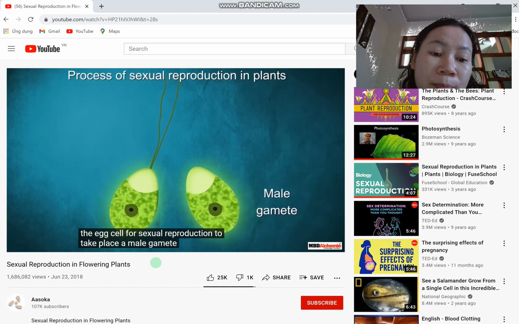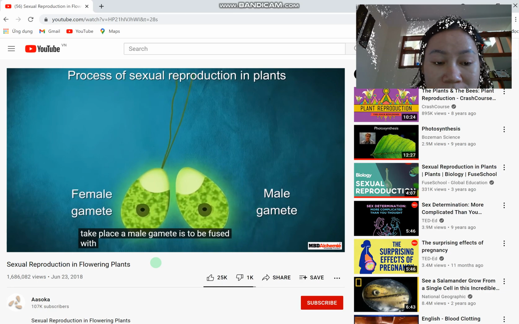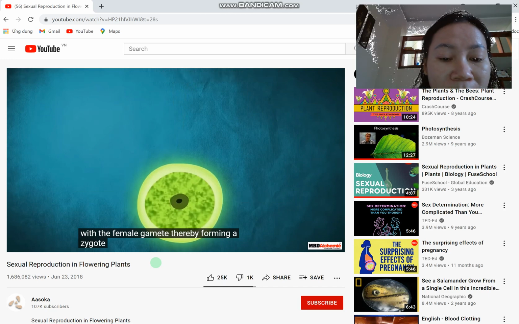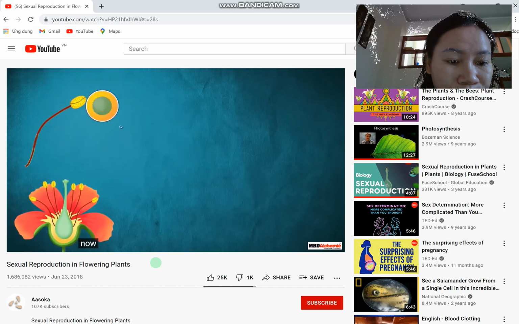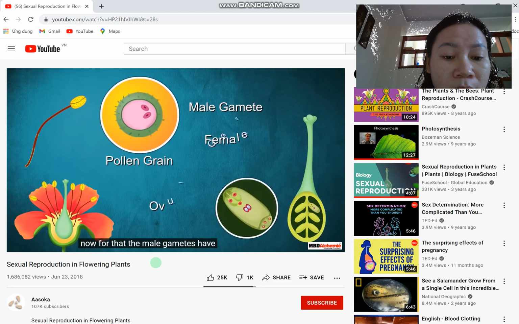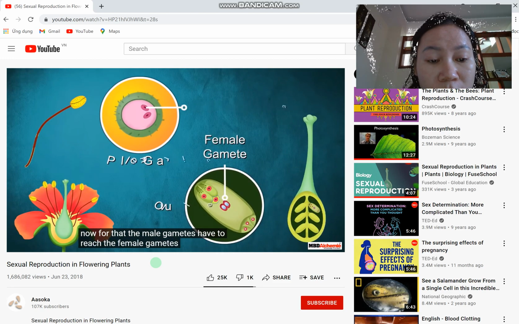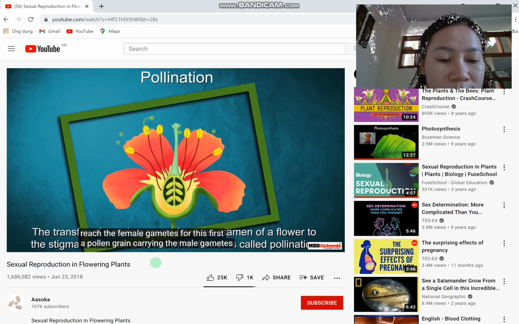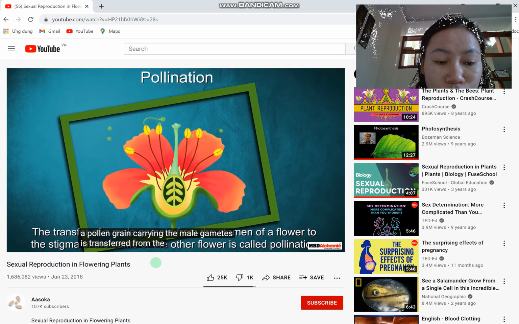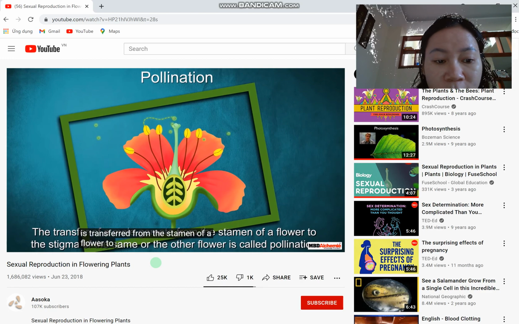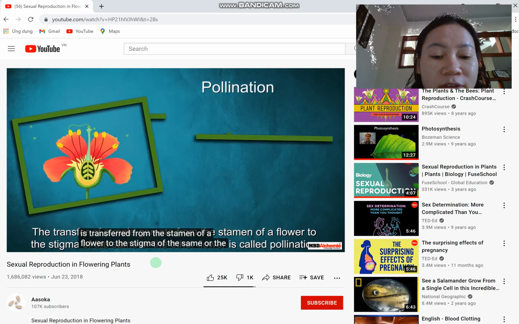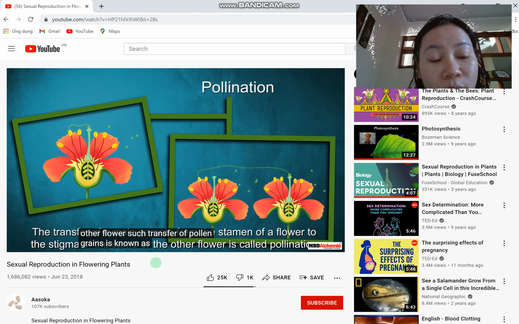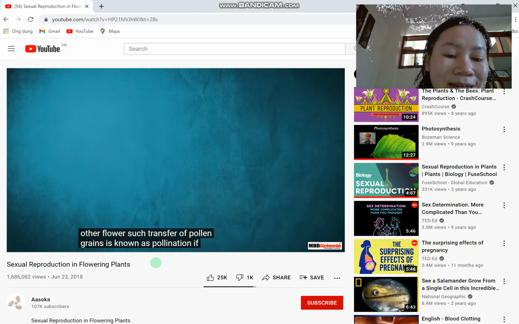For sexual reproduction to take place, a male gamete has to fuse with the female gamete, thereby forming a zygote. Now, for that the male gametes have to reach the female gametes. For this, first, a pollen grain carrying the male gametes is transferred from the stamen of a flower to the stigma of the same or another flower. Such transfer of pollen grains is known as pollination.